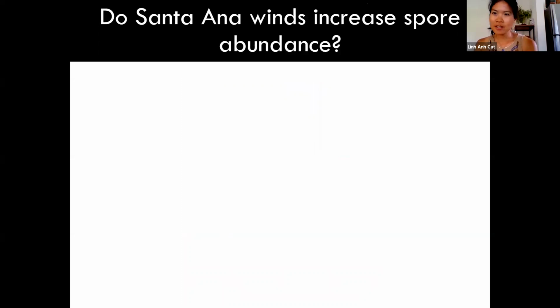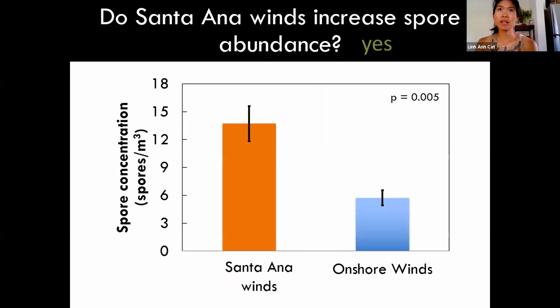My second question was, do Santa Ana winds bring a lot more spores just overall? Is the abundance higher? And using that hemocytometer under the microscope, yes, they do have significant differences between abundance. So during Santa Ana winds, we're seeing about 2.5 times as many spores in the air as we do over the ocean.